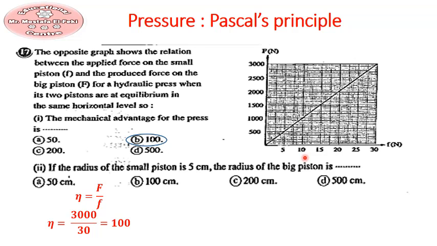Question 2. If the radius of the small piston is 5 centimeters, what is the radius of the big piston? Since the mechanical advantage equals radius squared capital divided by radius squared small, the radius equals 50 centimeters.